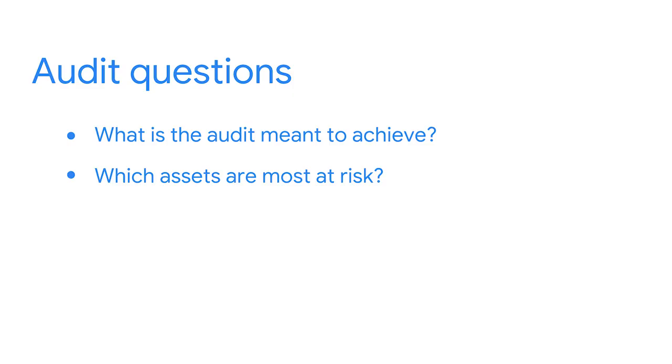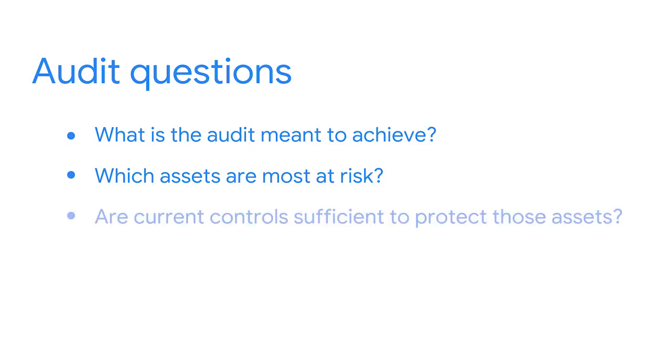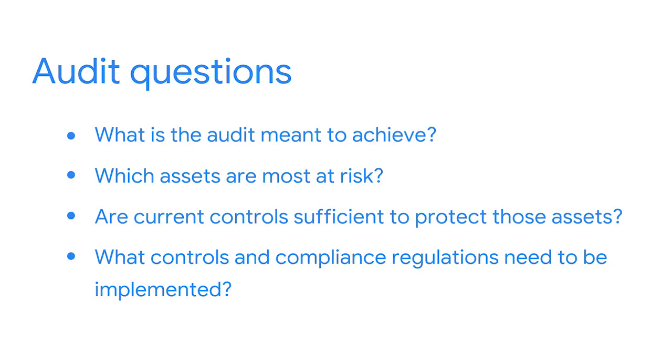Before completing these last three elements, you'll need to review the scope and goals as well as the risk assessment and ask yourself some questions. For example, what is the audit meant to achieve? Which assets are most at risk? Are current controls sufficient to protect those assets? If not, what controls and compliance regulations need to be implemented? Considering questions like these can support your ability to complete the next element, a controls assessment.